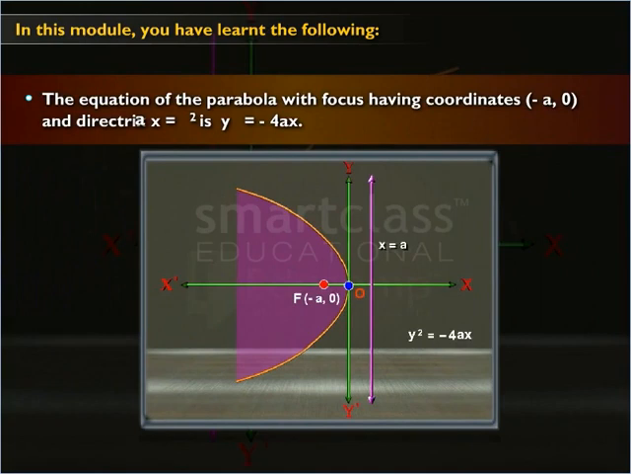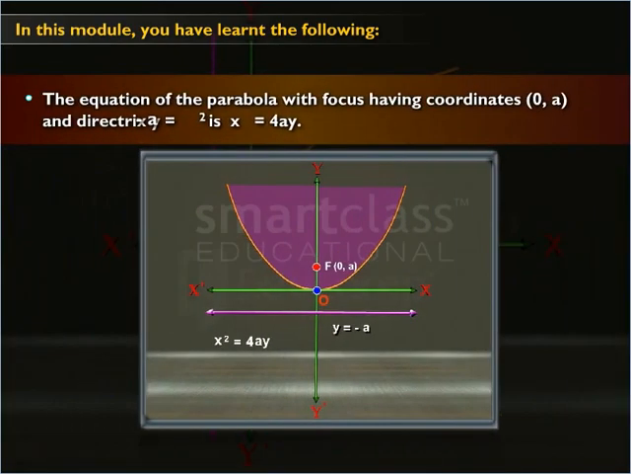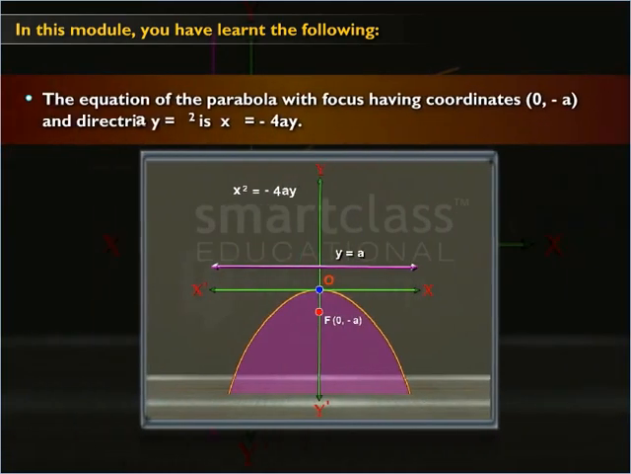The equation of the parabola with focus having coordinates minus a, 0 and directrix x equal to a is y square is equal to minus 4ax. The equation of the parabola with focus having coordinates 0, a and directrix y equal to minus a is x square is equal to 4ay. The equation of the parabola with focus having coordinates 0, minus a and directrix y equal to a is x square is equal to minus 4ay.